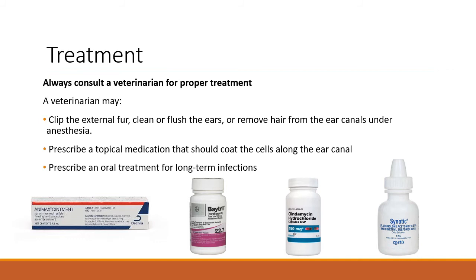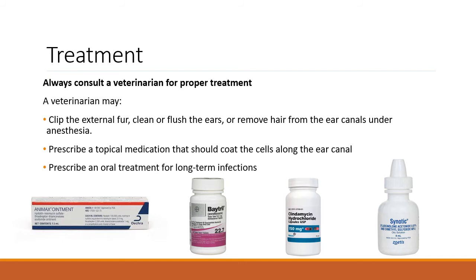Topical medications may include antibiotics, antifungal drugs, and glucocorticoids. With bacterial infections, antibacterial drugs may be used with corticosteroids to reduce discharge, swelling, and pain. Your veterinarian may prescribe an oral treatment for long-term infections. The treatment will most likely be done until the infection is completely gone. In some cases, this only takes a few weeks, but in other cases, it may take months or treatment may need to be done indefinitely.